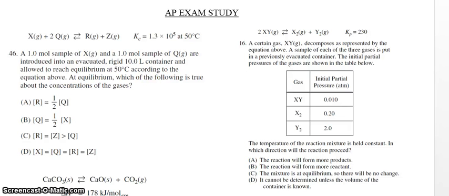This is the AP exam review for our Chapter 15 test. Let's go through a few multiple choice questions. Let's take a look at the one on the left, number 46.